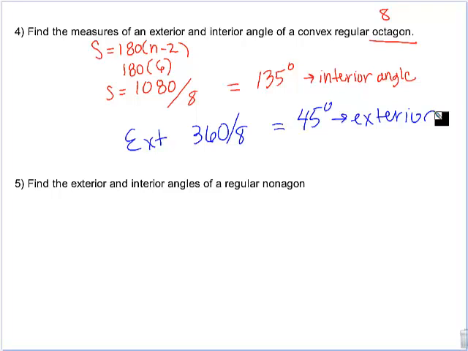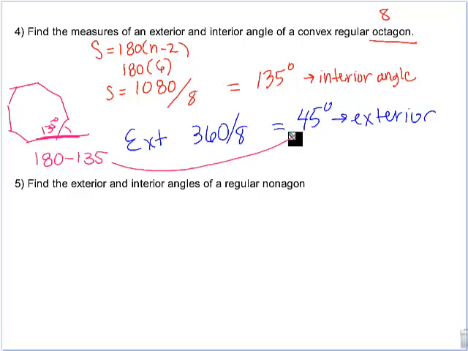No matter what type of polygon we have, the exterior angles always add to give you 360. Doesn't matter how many sides you have. The second option is your interior angle. So here's our octagon, and here's our interior angle. Our interior and exterior angle have to add to be 180. So you could also do 180 minus the 135 and get your 45 that way. Either way works.